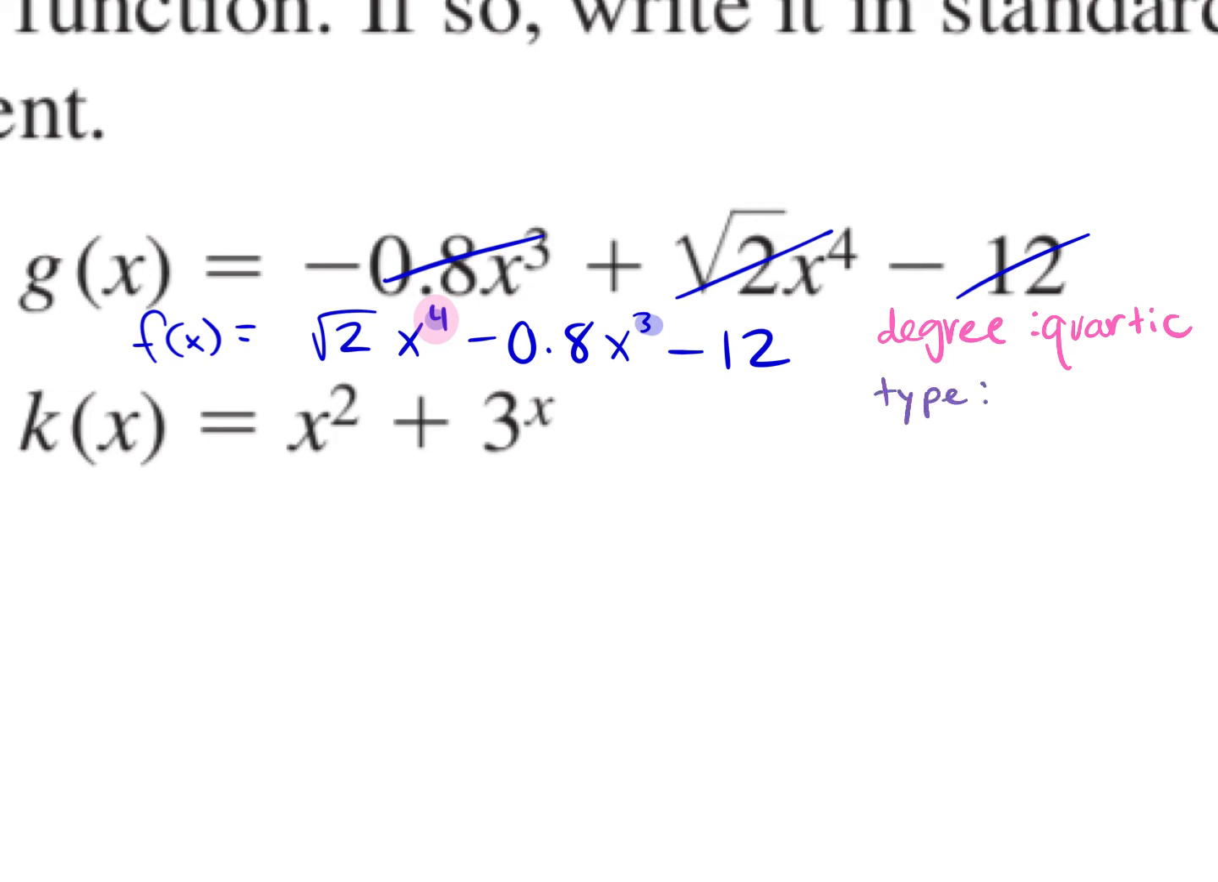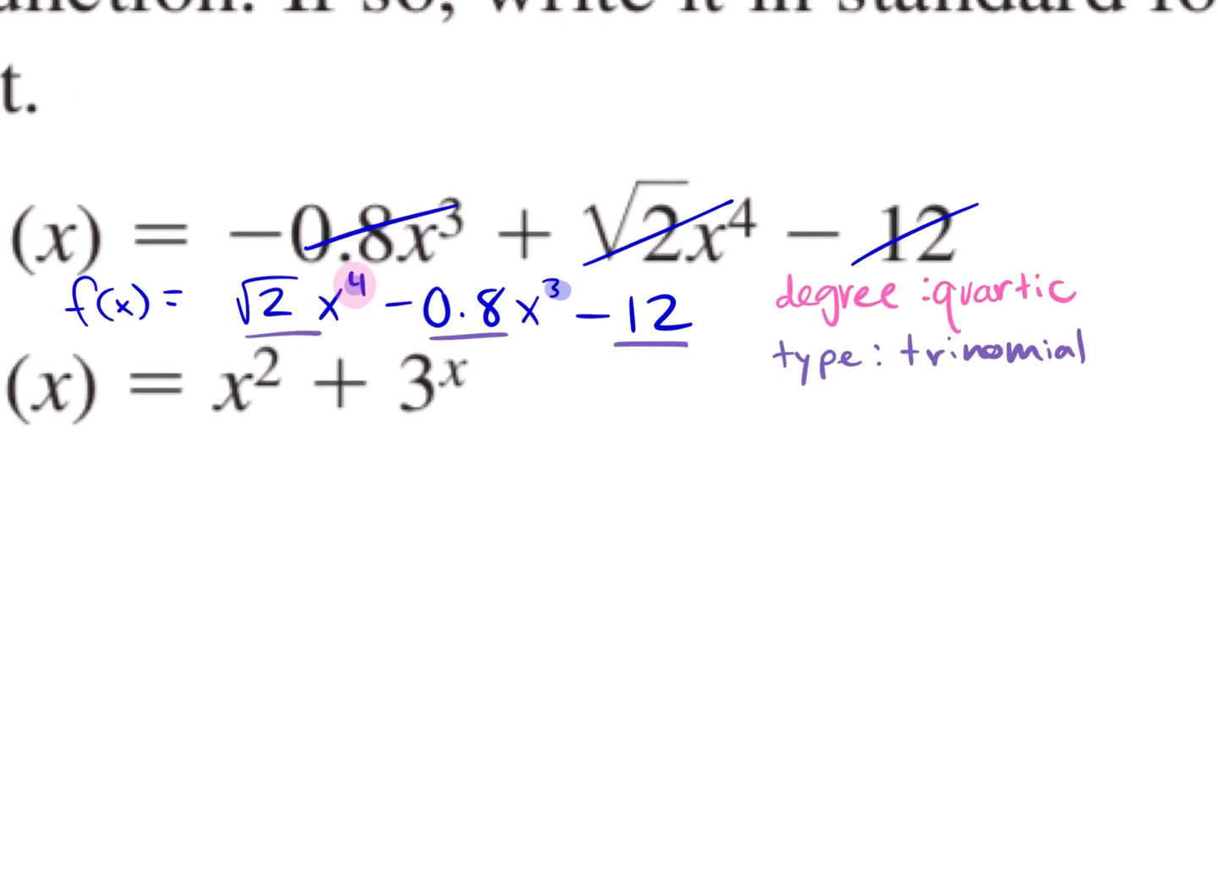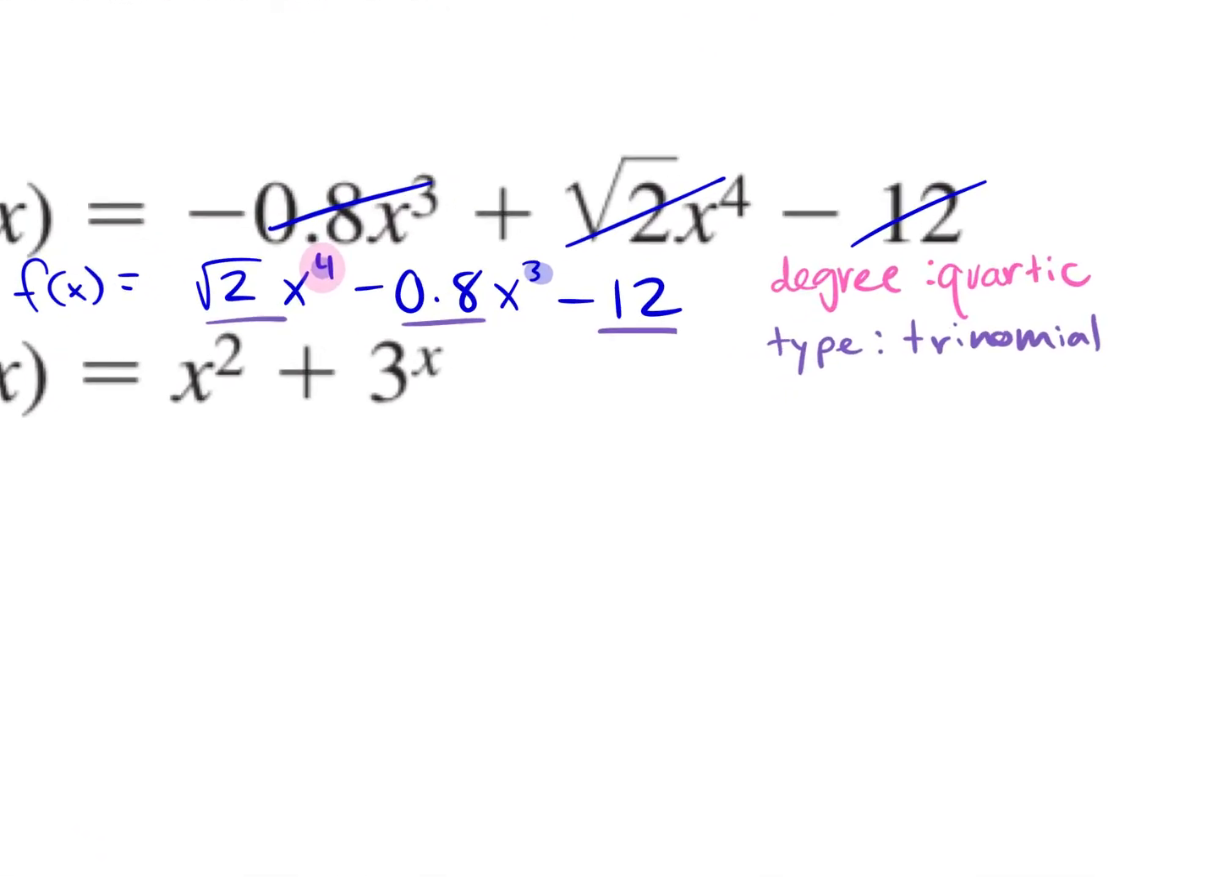Now, the type of polynomial depends on how many terms we have. How many terms do I have here? 3. So what do I call something with 3 terms? Trinomial. And then the last one is the leading coefficient. What is my leading coefficient here? Square root 2. It's whatever's in front of the highest degree, the coefficient in front of the highest degree. So that would be square root 2.